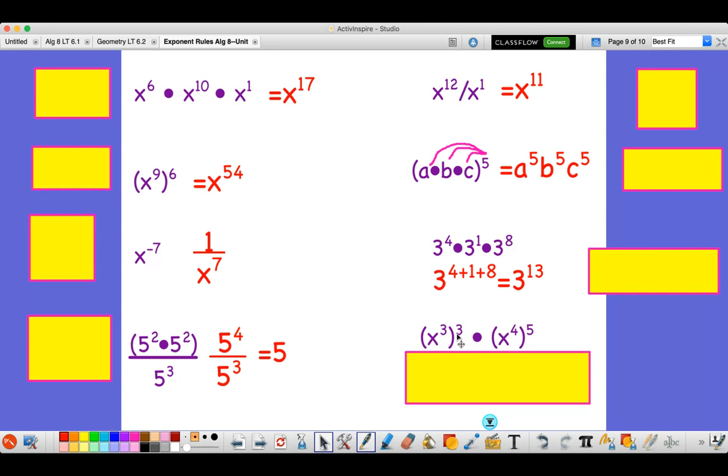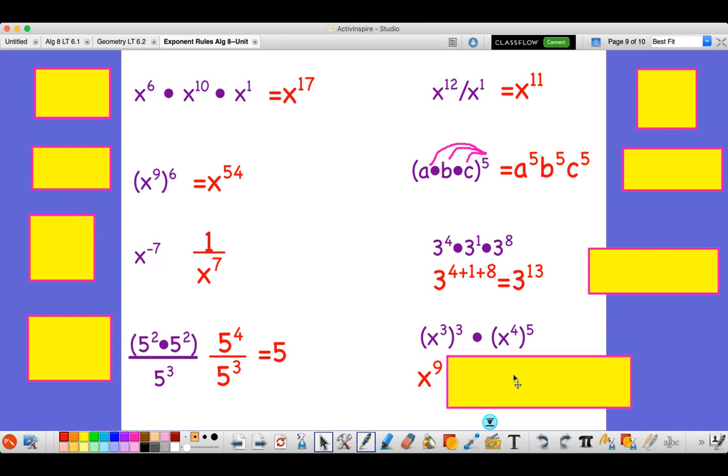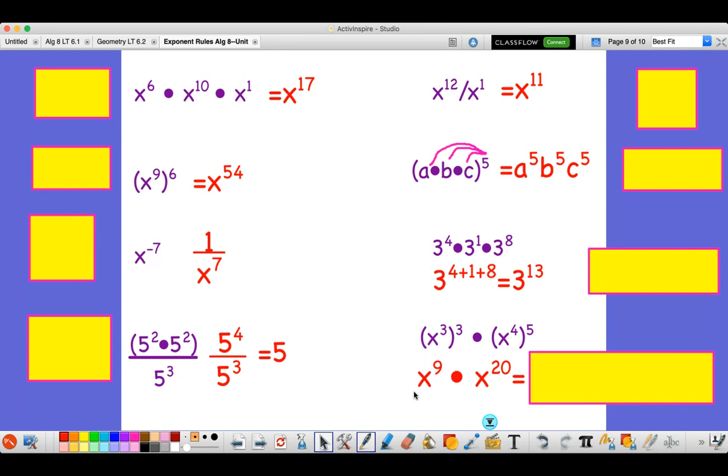And then our last problem, these are powers to a power. So x to the 3rd cubed is x to the 9th. X to the 4th to the 5th is x to the 20th. And now you have a common base. You're multiplying, which means you add your exponents, so x to the 29th power.